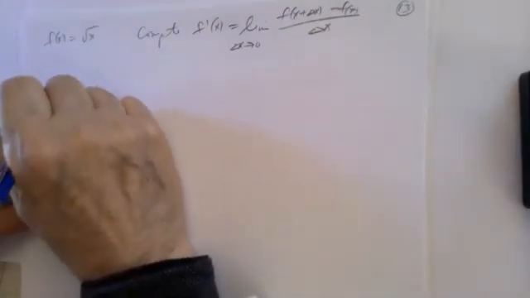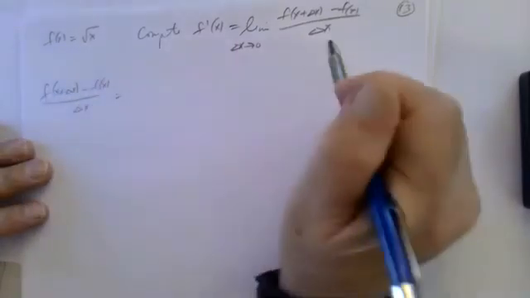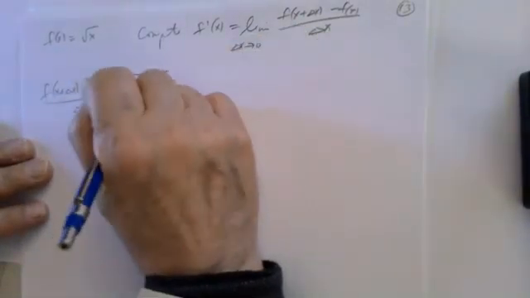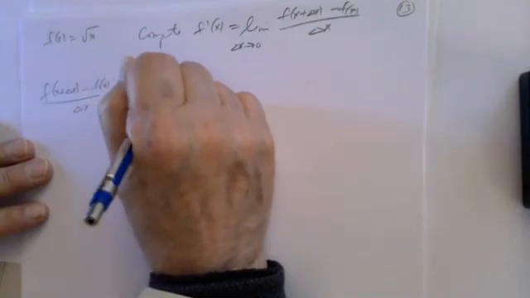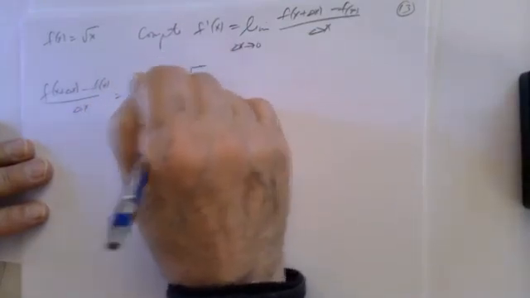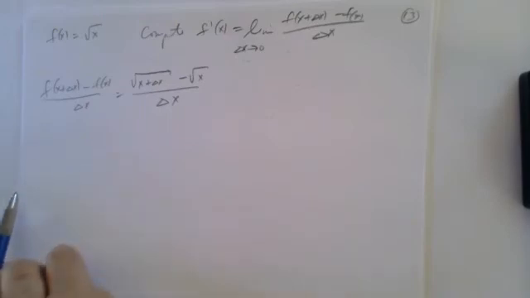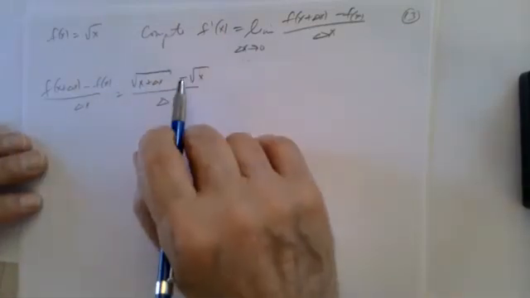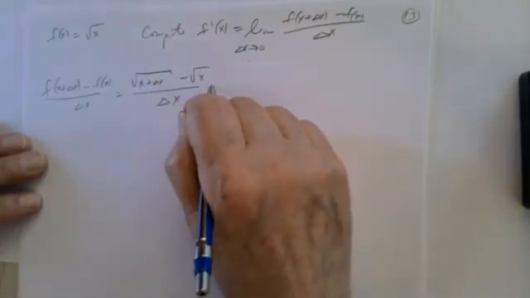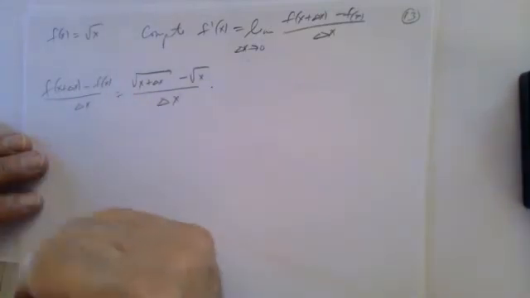So what is this difference quotient? f of x plus delta x minus f of x over delta x. This is the square root of x plus delta x minus the square root of x over delta x. I'm just substituting in what the function is. And this is kind of hard to figure out. So I tried to, what is often called, rationalize the numerator.